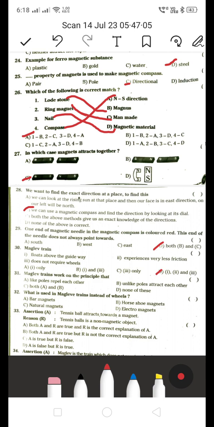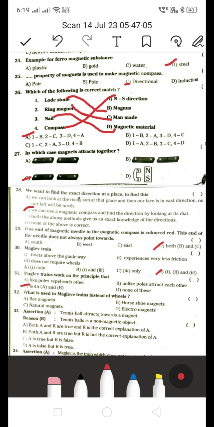Next, maglev trains work on the principle that A, poles repel each other, and B, unlike poles attract each other. C, both A and B, and D, none of this. Which is the right answer? The answer is both A and B. C is the right option. Like poles repel each other, unlike poles attract each other. So C is the right answer.